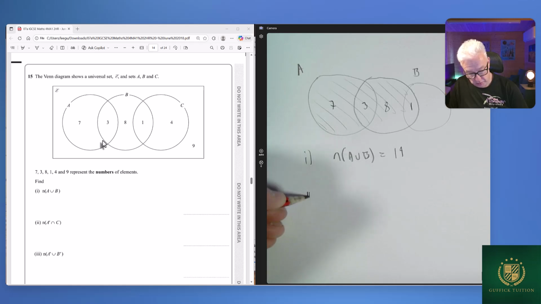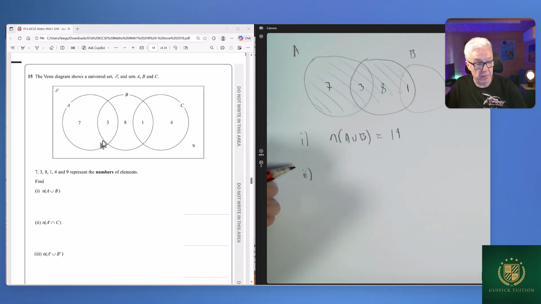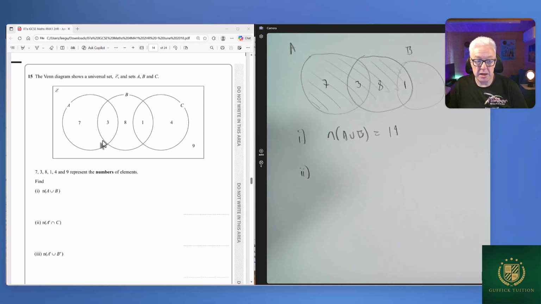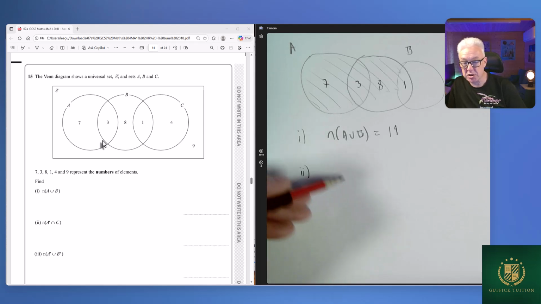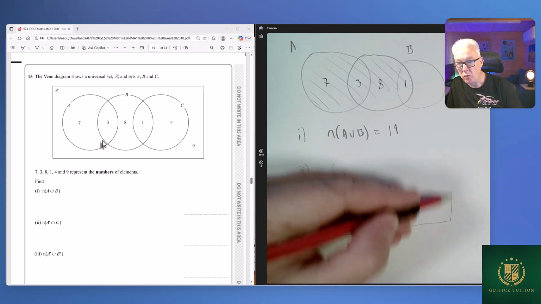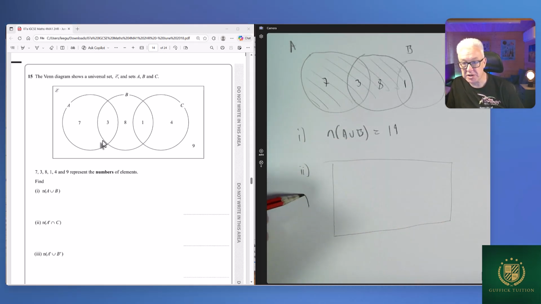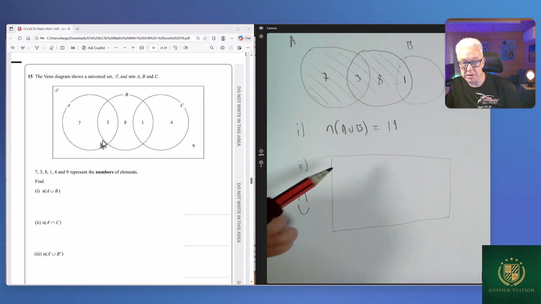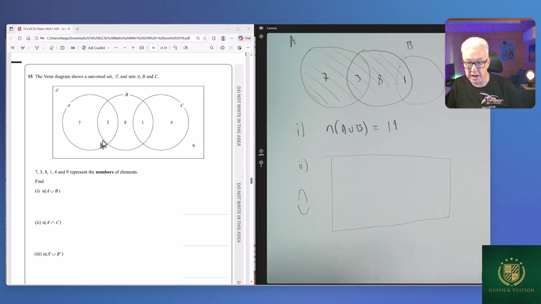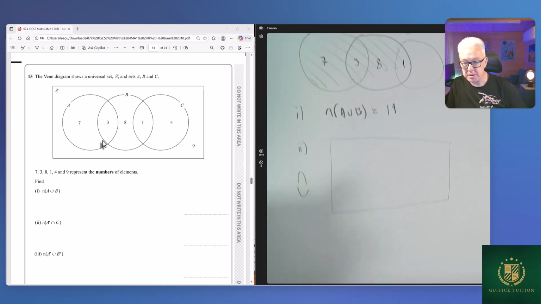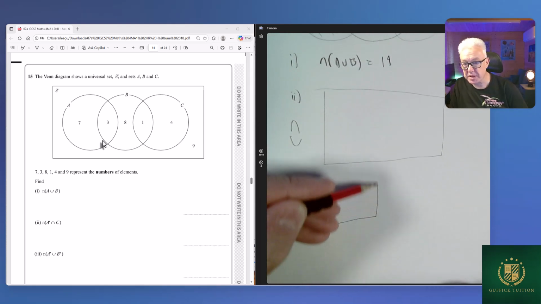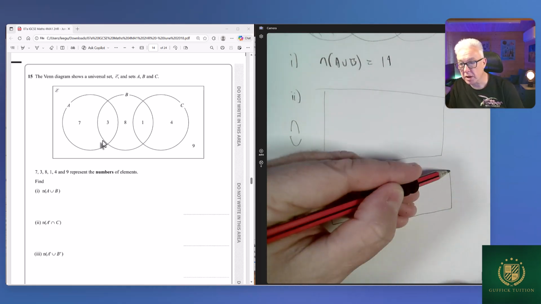Part 2, what have we got? The number of elements that is in not A intersection C. Now, when you have the intersection symbol, which is the n, as opposed to the union, you're only allowed to include something if it's in both of those areas. So let's draw 2 separate little diagrams here to illustrate what we're talking about.